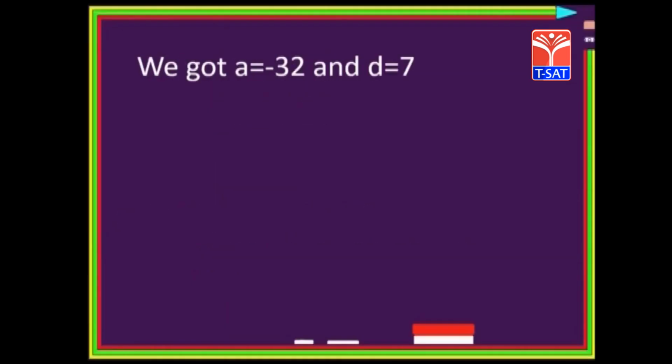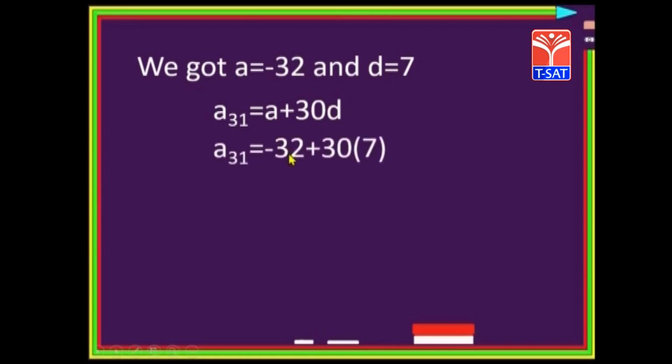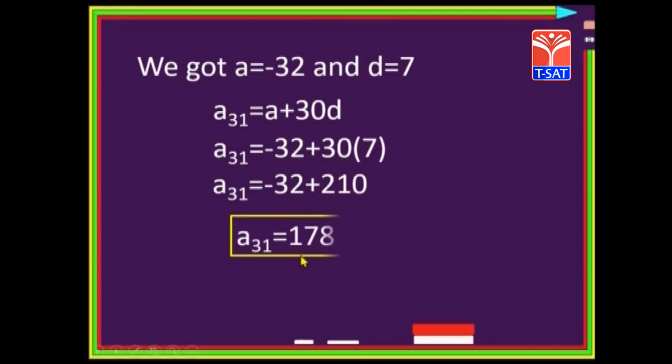Now we can find the value of A31, that is the 31st term value, easily. So A31 is equal to A plus 30D. As we got A value and D value, substitute here. So A is equal to minus 32 plus 30 into D value 7. So minus 32 plus 7 into 30, 210, 210 minus 32 is 178. So the 31st term is 178. So these types of problems are very important.